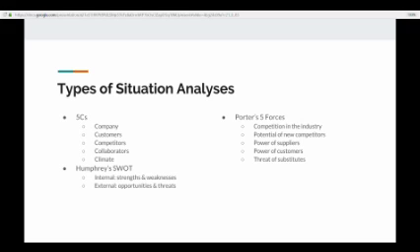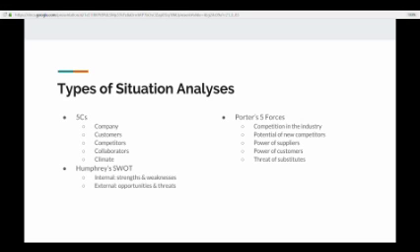The 5Cs looks at the company, a description of the company, the customers, the competitors, collaborators, and climate. So it's really assessing the players in any kind of rhetorical situation. A lot of those map onto sources, receivers, speakers, subjects, etc.